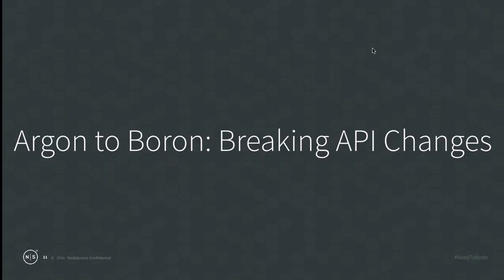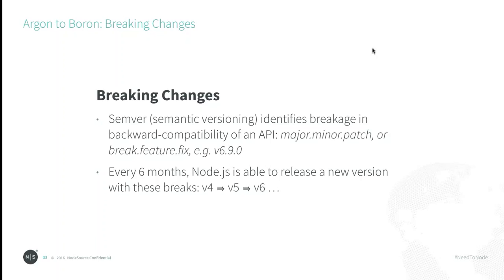So what's different between Argon and Boron in terms of breaking API changes? So what do I mean by breaking? Let me explain this.